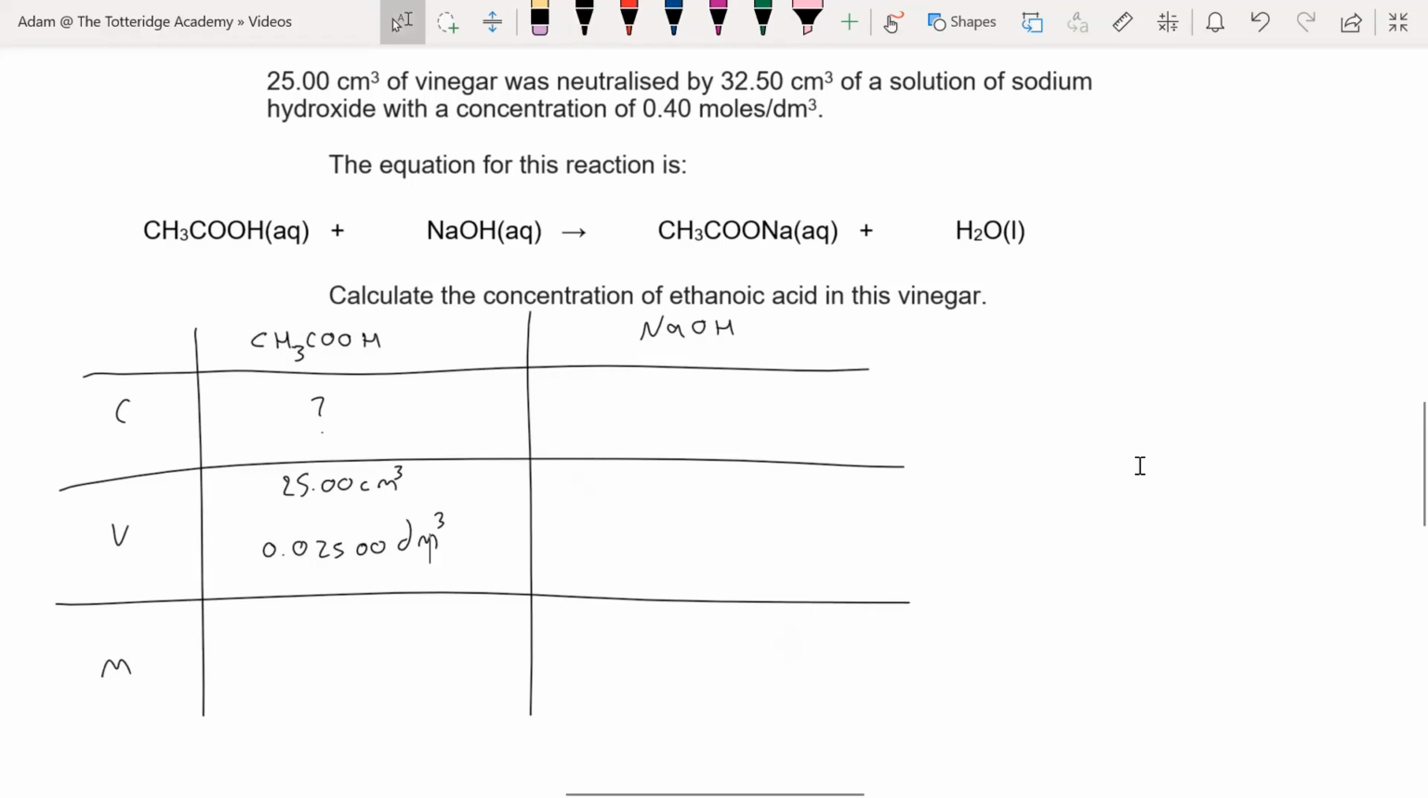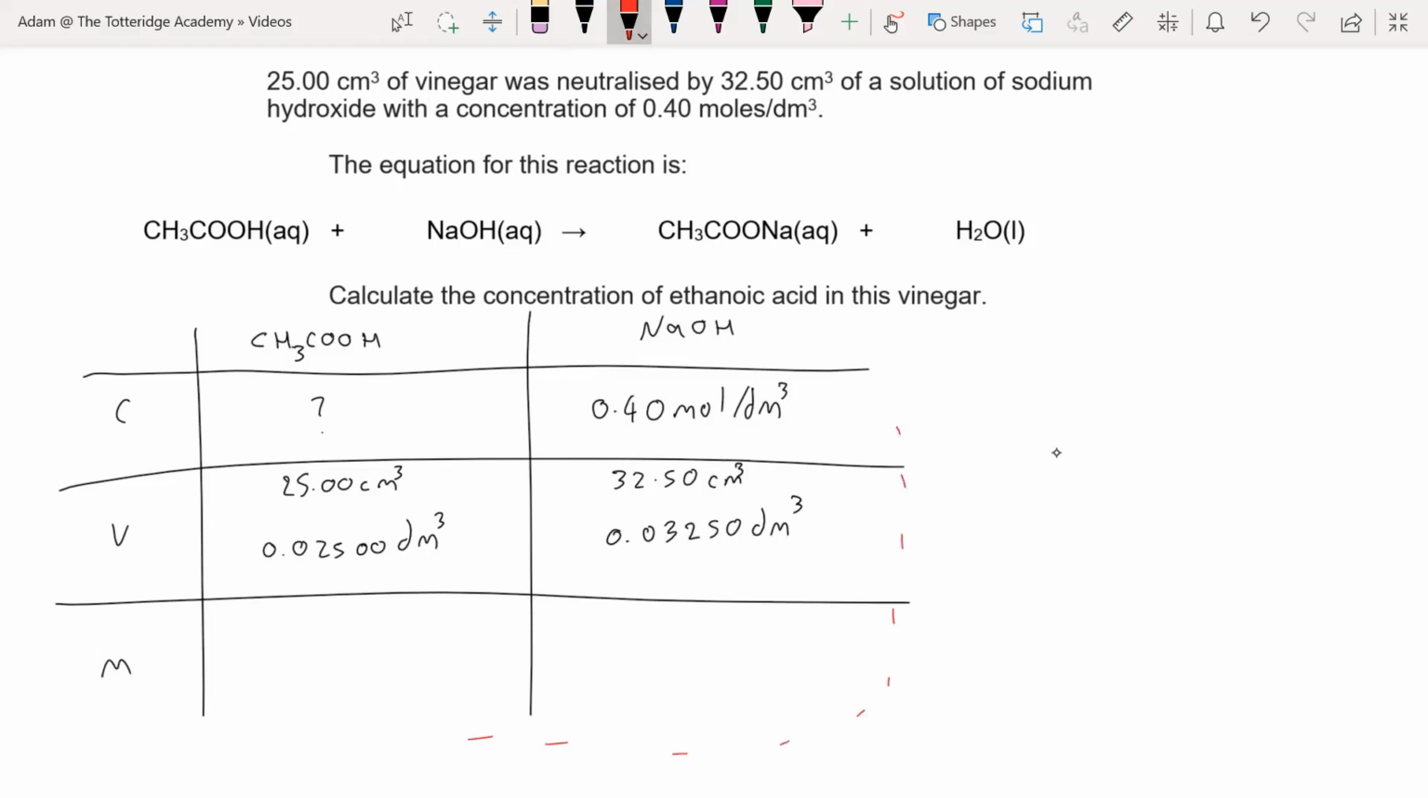Then I've got sodium hydroxide. So I know the volume and I know the concentration. So the concentration is up here. 0.40 moles per dm cubed. And then underneath that, I've got the volume, which is 32.50 centimeter cubed, aka 0.03250 dm cubed. Now, in terms of going around the houses, I'm going to have to go around this way this time, which is absolutely fine. It's not a problem. Doesn't really make much of a difference.